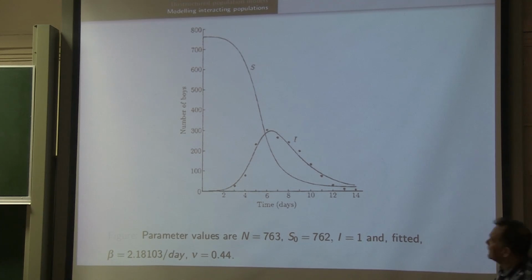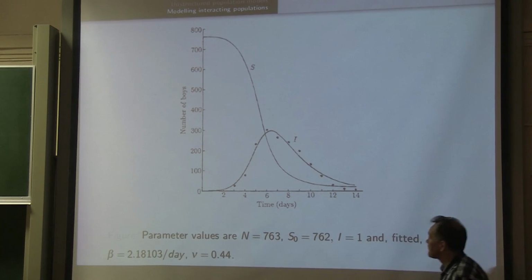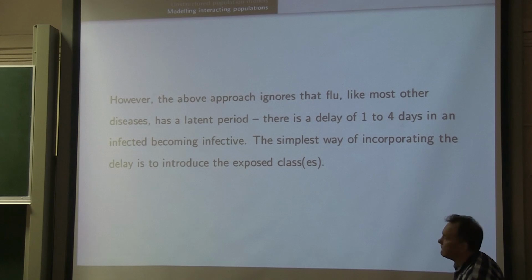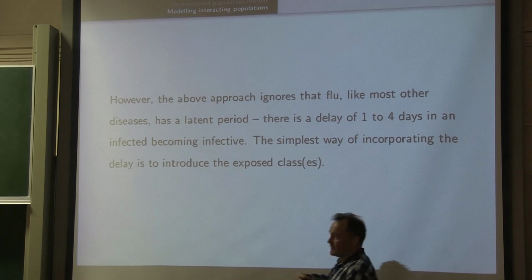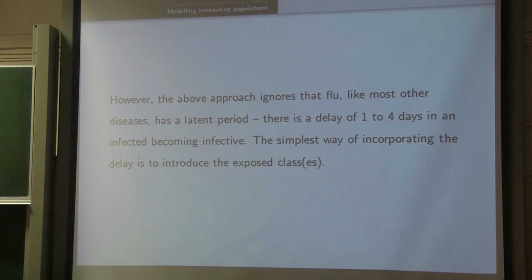So this is how the number of infectives was fitted. Well, everything is fine, but the flu has a so-called latent period. Okay, you are not immediately infective after infection. So in some sense, the whole model is wrong.